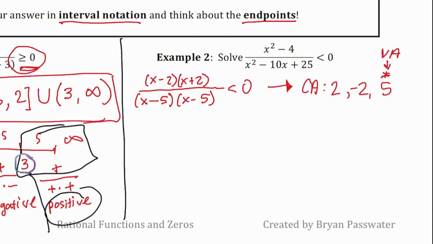And so we want to write the number line, where we ignore that the 5 is stated twice. Since it's a vertical asymptote, there's not really a multiplicity. And so we have 3 values here, so 3 lines. Going by least to greatest: negative 2, 2, and 5.